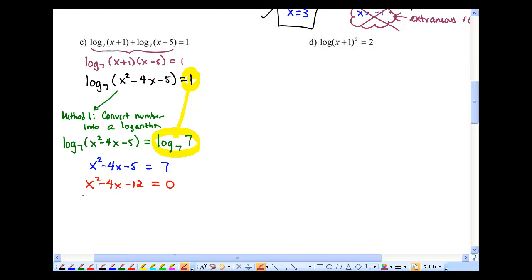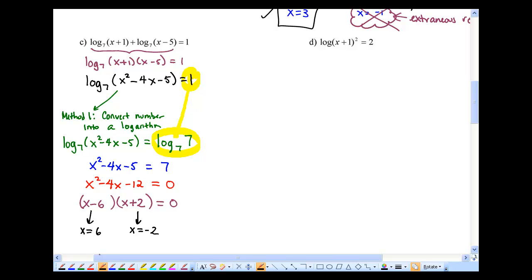It's up to you. I like to factor if I can, so find two numbers that multiply to negative 12 and add to negative 4. I think it's 6 and 2. And go ahead and solve. So x just equals 6. x just equals negative 2.